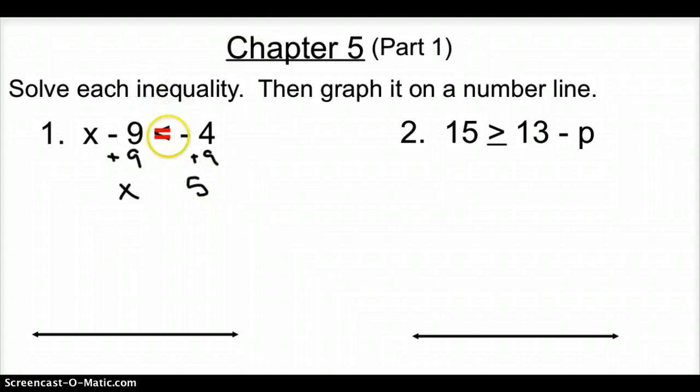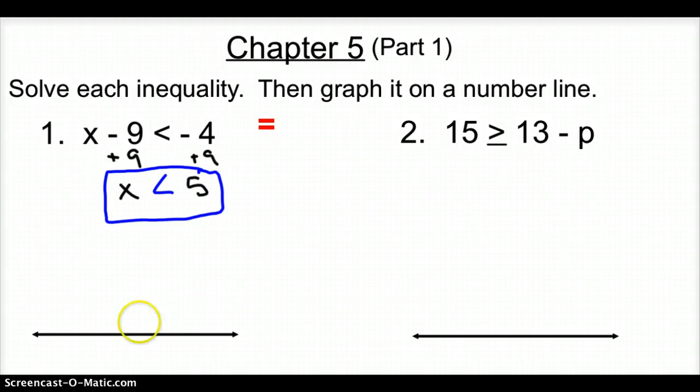And now, was it an equal sign? No, it was not an equal sign. We have to bring down our inequality. Our inequality was a less than sign. So now we solve the inequality, so this is a solution for the inequality. Now we have to graph it.